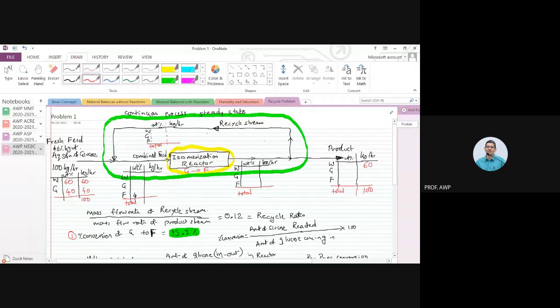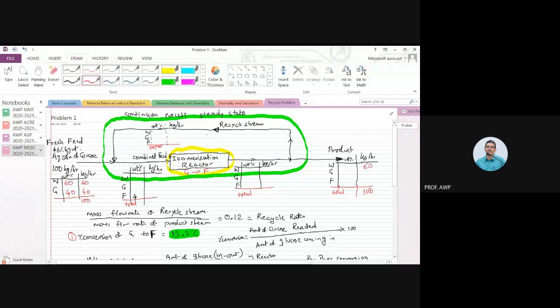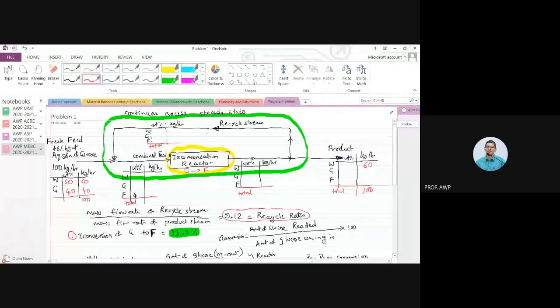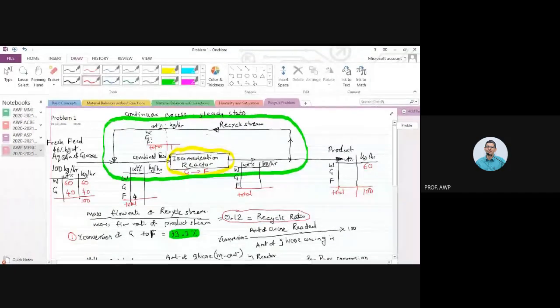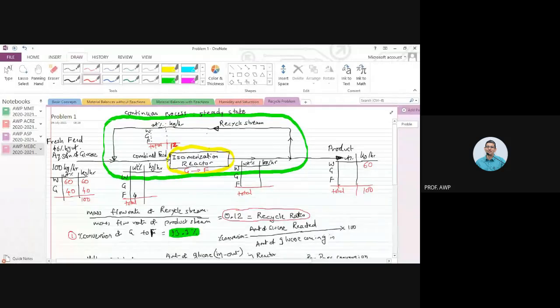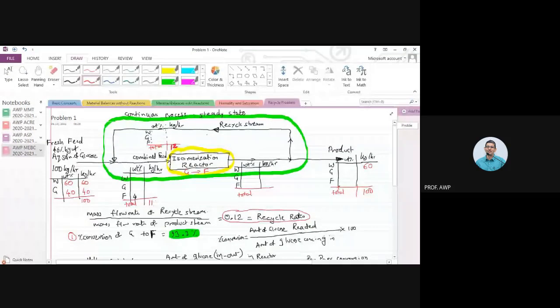Now what do we know? We know the recycle ratio, right? That means if 100 kg per hour of the product stream is going out and the recycle ratio is 0.12, the total quantity of the recycle stream must be 12 kgs per hour. Do you agree with that? Yes, sir. If the recycle stream is 12 kgs per hour total, and fresh feed is 100 kgs per hour total, the combined feed must be 112 kgs per hour total.